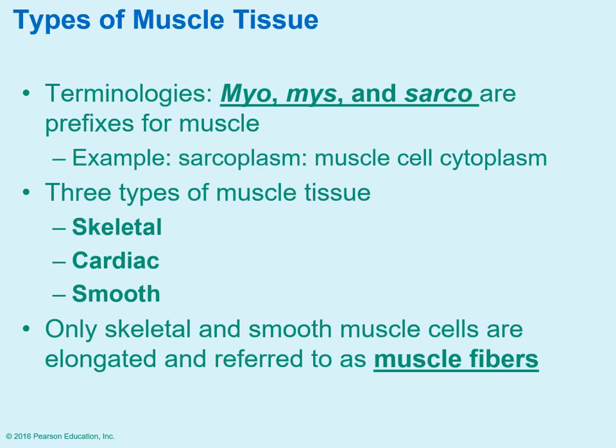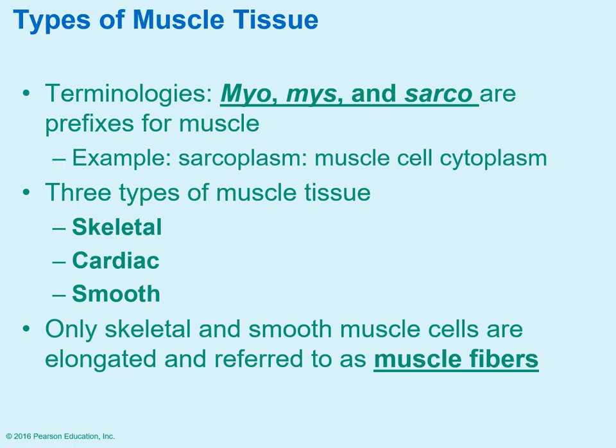Keep in mind when you're looking at different books and reading different materials, some clues for you. If it says myo or mys or sarco, those prefixes all refer to muscles. So that's going to help at least get you in the right direction of what they're talking about. If you remember, there are 3 different types of muscle tissue. There's skeletal muscle, cardiac muscle, and smooth muscle.